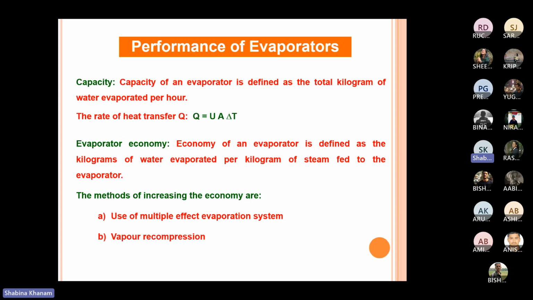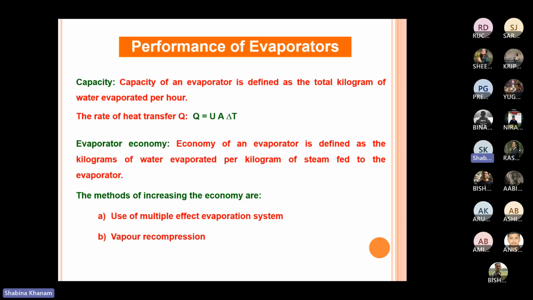How can we do that? We can do that in different ways. The first is vapor recompression. When we talk about vapor recompression, it means that we would like to increase the temperature and pressure of the vapor which is generated in the subsequent or later effects.